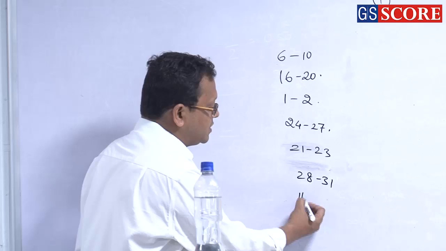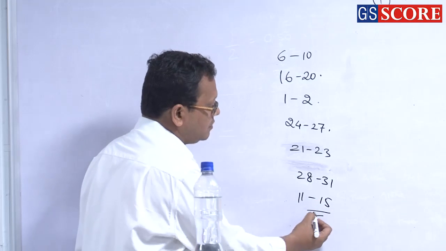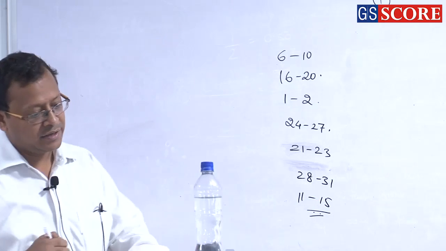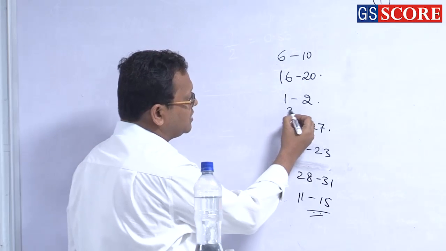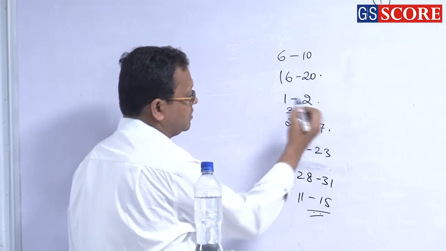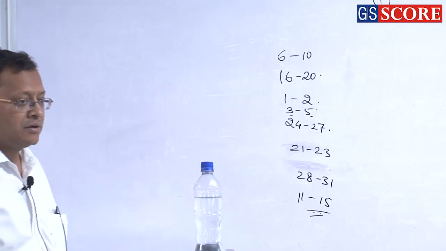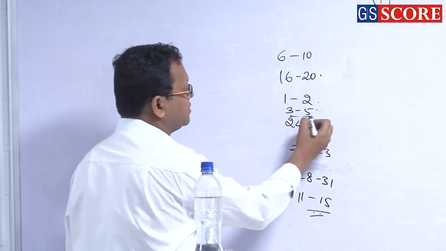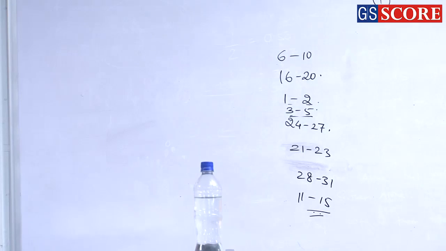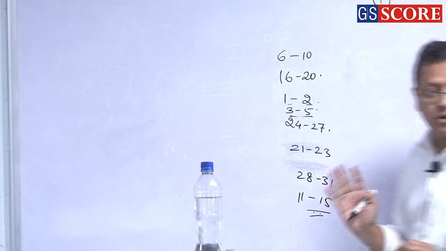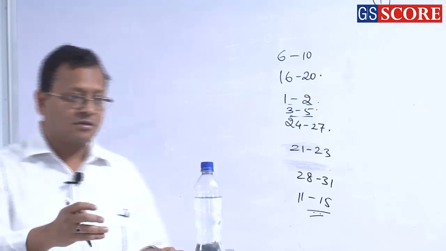And last you can attempt the 11 to 15 set, right. 3 to 5 you can also attempt somewhere in the middle here. This is your order of attempts, and if you do like this, ideally I feel that you can score at least 20 of them without too much risk, right.